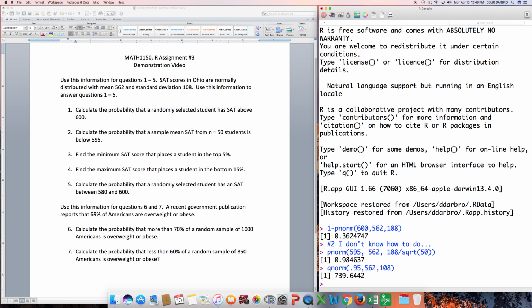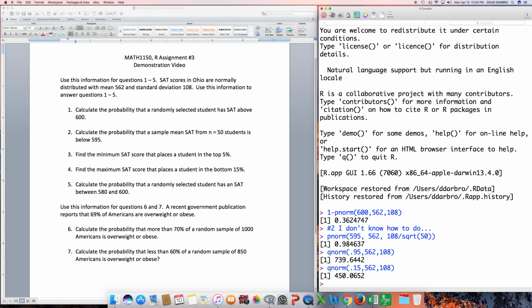Number 4, find the maximum SAT that places a student in the bottom 15%. Well, bottom 15% says go for it. That's percentage below, so we can just put in the 0.15. So for someone who has an SAT of 450, you are at the 15th percentile. So you are at the highest score that places you in the bottom 15%.